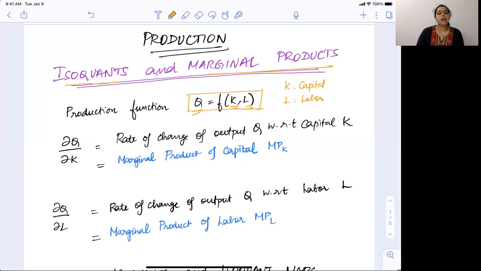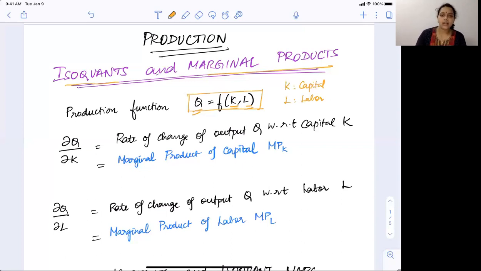And just like how a utility function is graphed out using an indifference curve, a production function is going to be graphed out using an isoquant. Iso means equal and quant means quantity. So similar to the indifference curve case, where every point on an indifference curve gives you the same level of utility, every point on a given isoquant will give you the same level of output for any combination of K and L which lies on the isoquant. I'll show you the graph of an isoquant in just a minute.